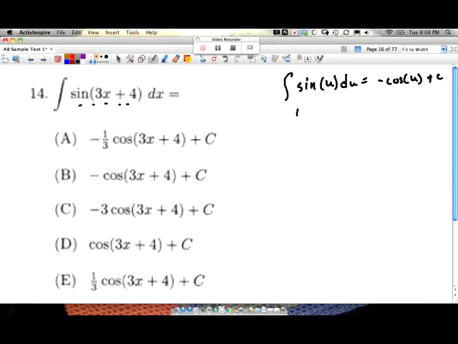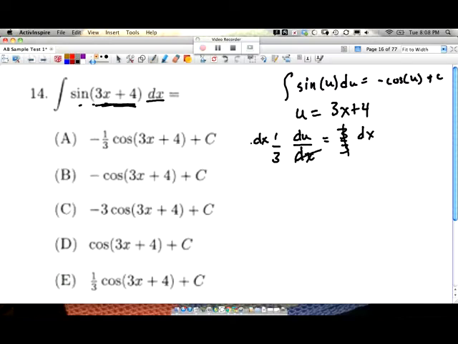So let's apply it. We know then u equals 3x plus 4, because that's the inside layer there. If I took the derivative of both sides with respect to x, du dx equals 3. Now I don't have a 3 here, but I do have a dx, so let's work that around. If I divide by 3 and multiply by dx, that gives me 1/3 du equals dx. So I'm going to take that dx out and replace it with a 1/3 du.